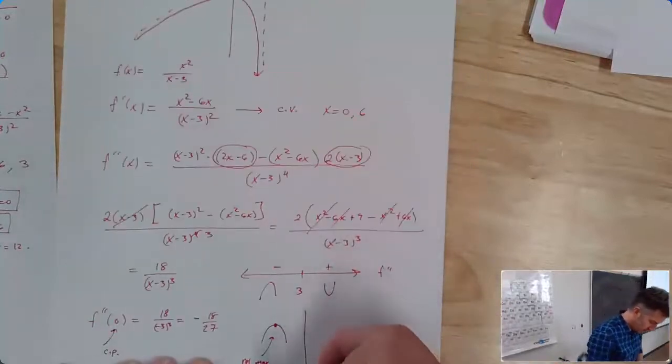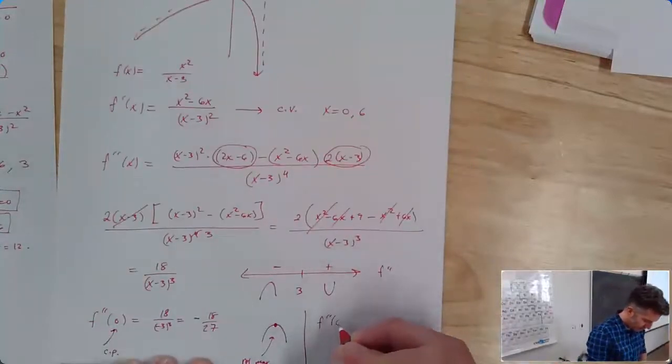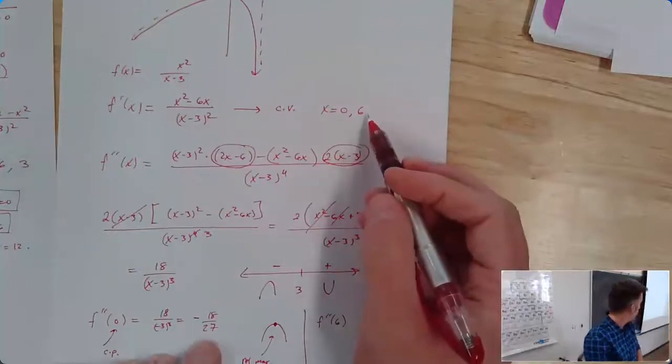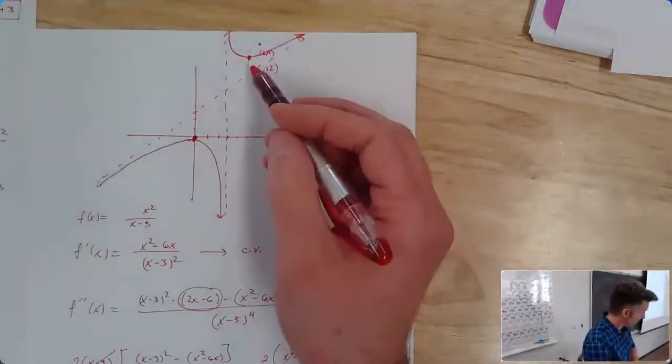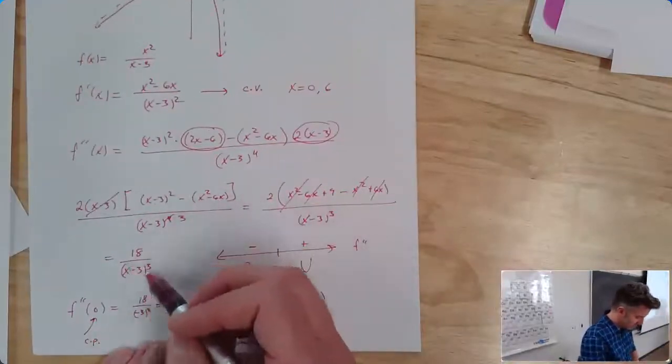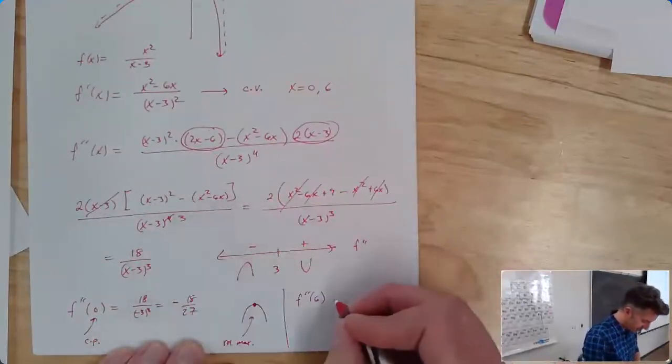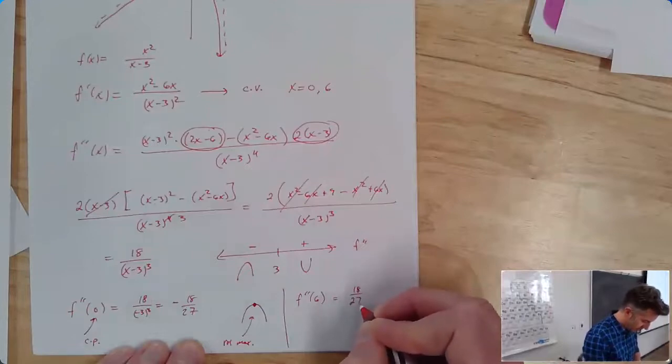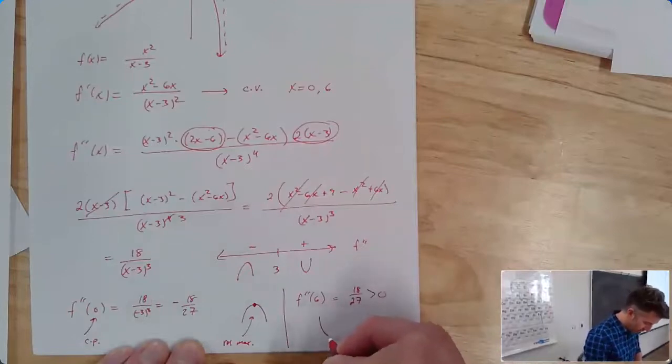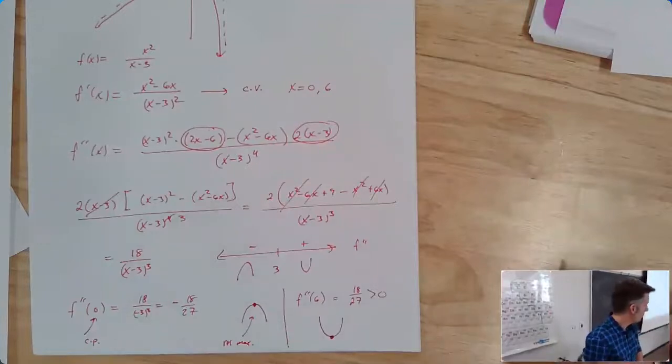Definitely a relative maximum right there. In a similar way, f double prime of 6, 6 being a potential relative minimum or maximum or whatever. If you plug in 6 to the second derivative here, you're going to get 18 over positive 27, which is greater than 0, meaning it's concave up, and so it has to be a minimum at that critical point.